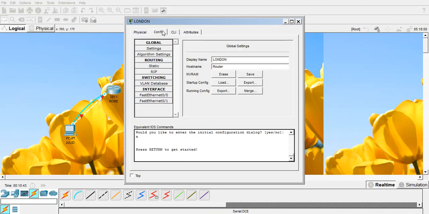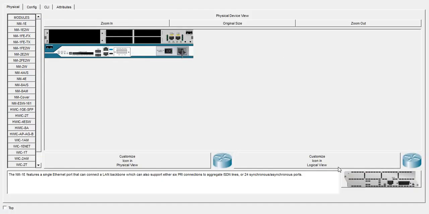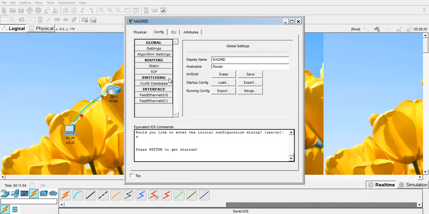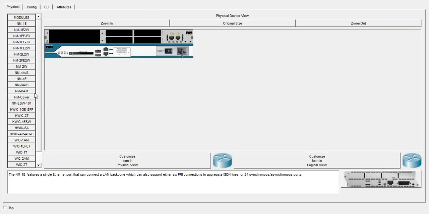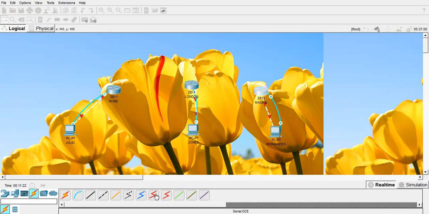We'll do the same for this router. However, this router will need 2 of those modules, so we'll connect 2 of them. Power the router back on. Then the final router, just one of that module. Good. Now I can successfully and confidently connect my serial cable.